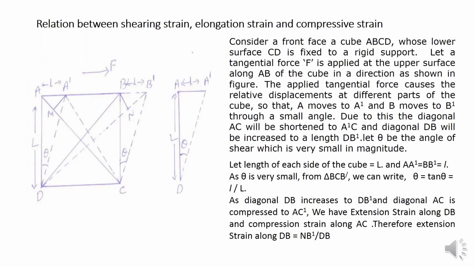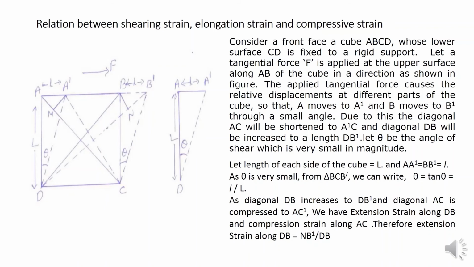Consider the front face of a cube ABCD whose lower surface CD is fixed to a rigid support. Let a tangential force F be applied at the upper surface along AB of the cube in a direction as shown in the figure. The applied tangential force causes relative displacements at different parts of the cube so that A moves to A dash and B moves to B dash through a small angle. Due to this, the diagonal AC will be shortened to A dash C and diagonal DB will be increased to length DB dash. Let theta be the angle of shear, which is very small in magnitude.